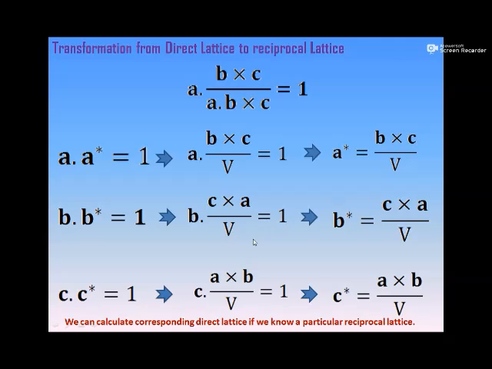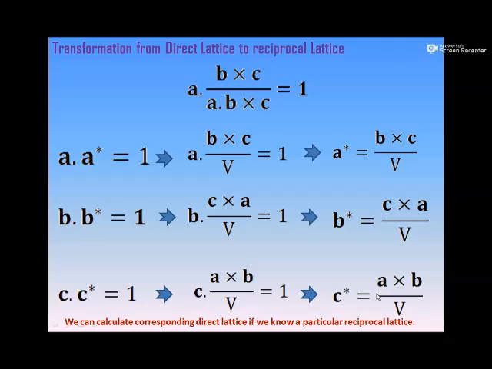And from the relation b dot b star equals 1, I can similarly propose that b dot c cross a by V will be 1. So here b star will be c cross a by V, and c dot c star will be 1. So c dot a cross b by V will be 1, so c star will be a cross b by V.